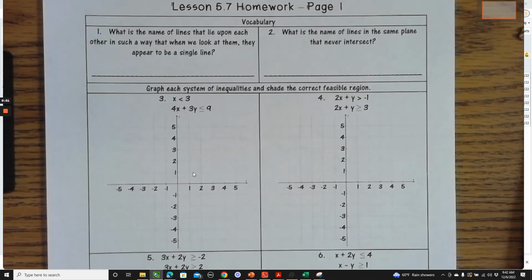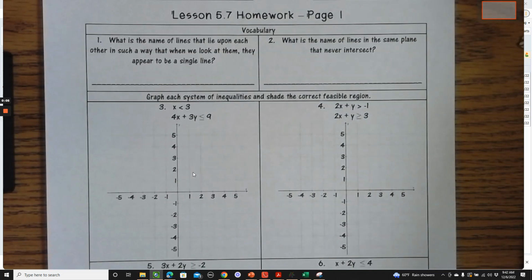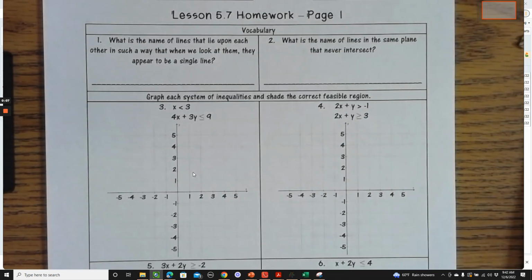This video is for the lesson 5.7 homework, but again, it's standard form, okay? So number one, what is the name of lines that lie upon each other in such a way that when we look at them, they appear to be a single line? So this is when we have two lines, it's the same line.